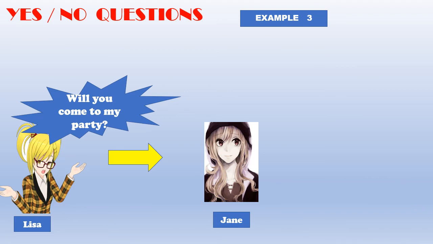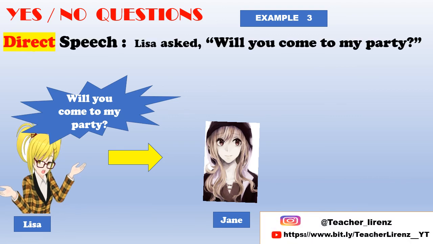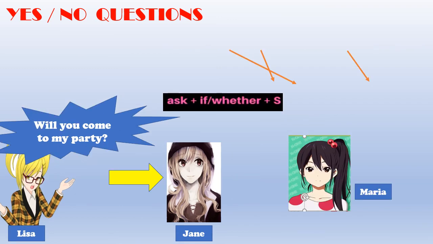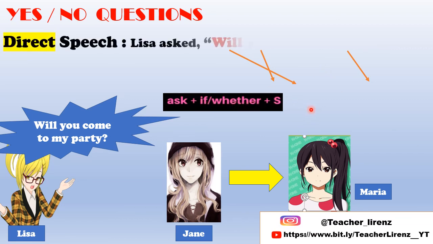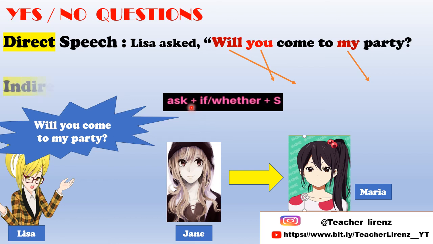"Will you come to my party?" Lisa asked Jane. For the indirect speech, Jane will tell Maria. So the indirect speech: Lisa asked me if or whether I would come to her party. You can see here, after ask me or ask him or whatever, okay? And then we use if or whether, and then the subject.